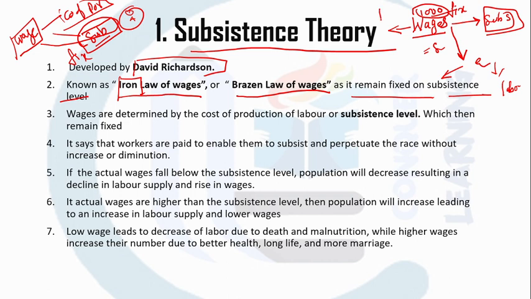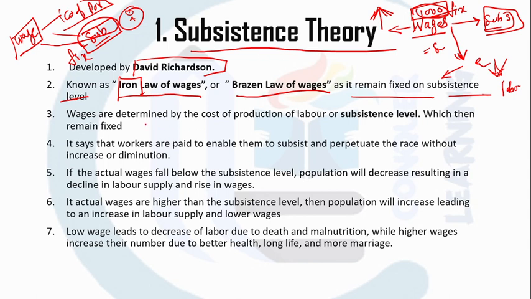The next case is if the wage is higher than the subsistence level, or survival level. So he is happy now. He has a salary which is above the subsistence level. So he would get married, and there would be more supply of labor. So the subsistence theory says that if the wages fall below the subsistence level, there would be a fall in labor supply. If the wages increase above the subsistence level, there would be an increase in labor supply. So that is the subsistence theory of wages.